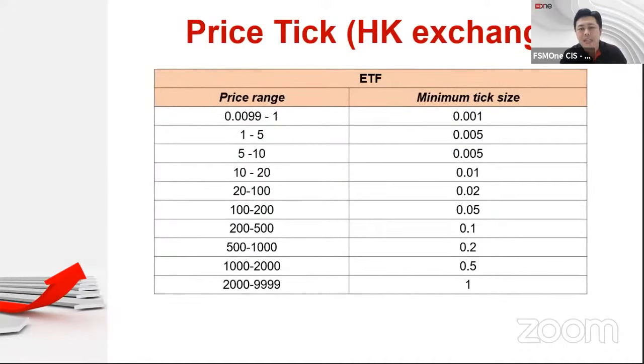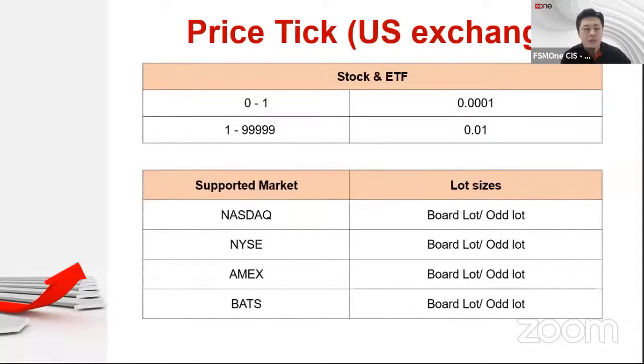This will be the tick size for ETF, slightly different for Hong Kong Exchange. And then next we will go through the price tick for the US market. For the US market, it is pretty simple, because there are just two types of price tick.